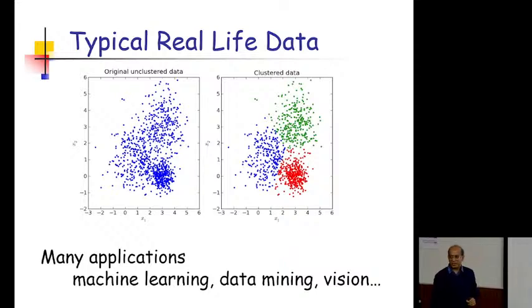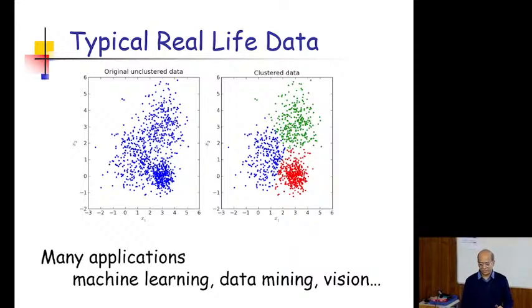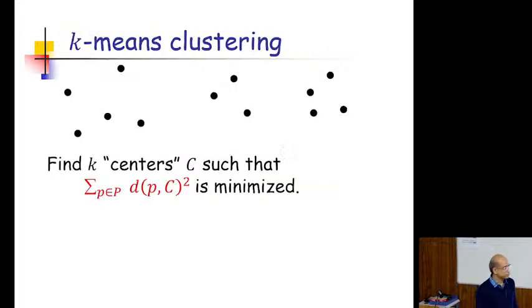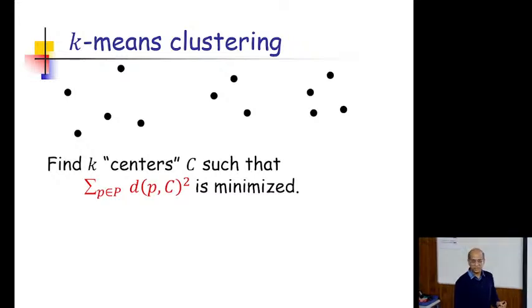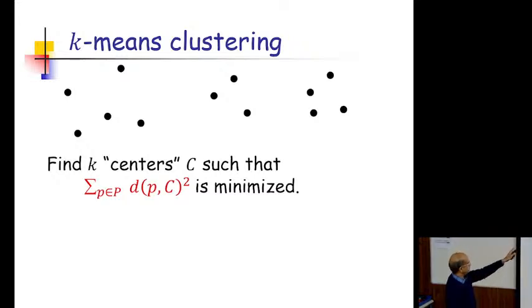So I'll be focusing on a specific clustering problem, perhaps the most widely used one. It's called k-means clustering. Just to reiterate, the objective here is: given a set of n points and a parameter k, my objective is to find k centers such that if you look at every other point and measure its distance to the closest center, take the squares of all of those, and add those up, that objective is minimized. So that's k-means, right?